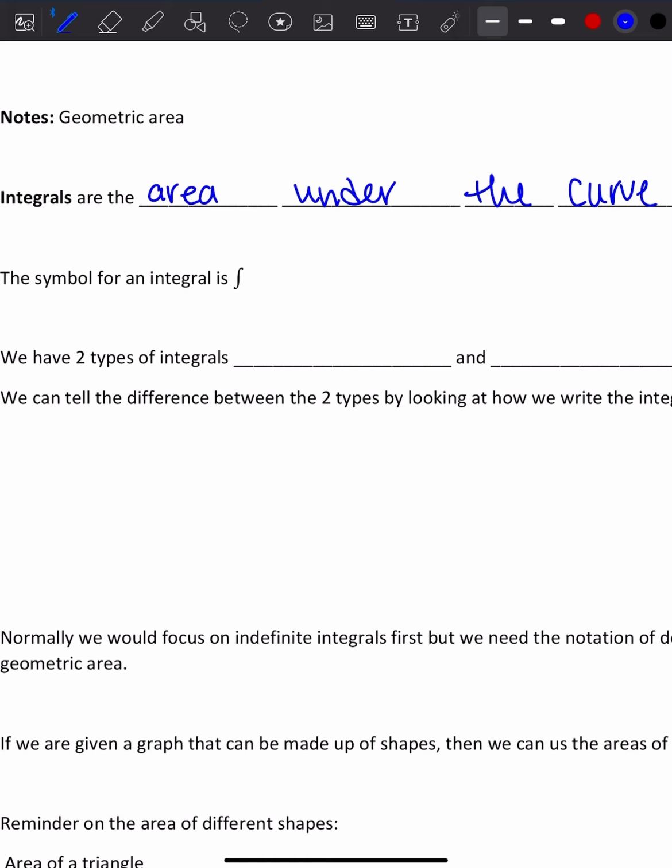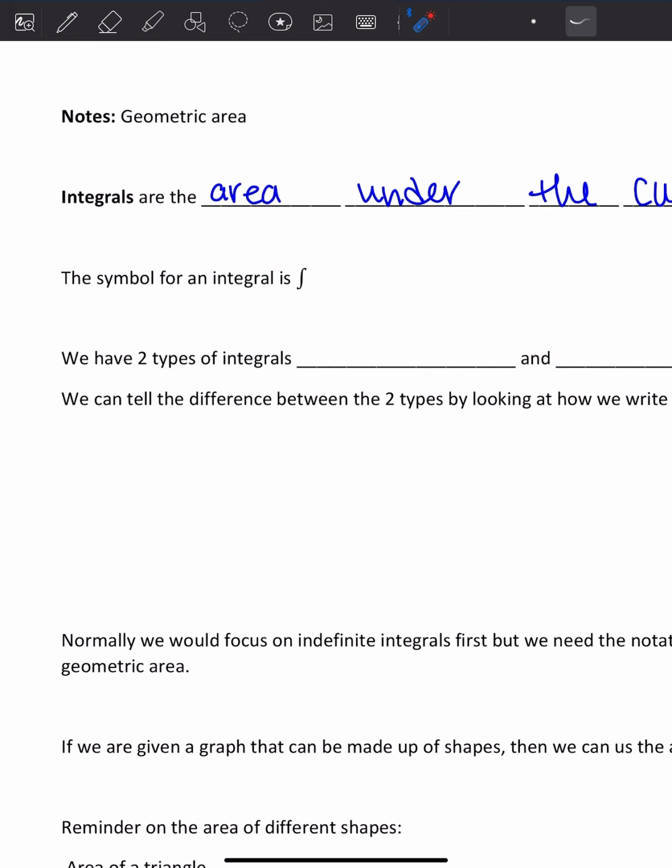The symbol for an integral is this right here. Some people call it a crowbar. The reason why a lot of times you see instruments like violins on covers of calculus textbooks is because that opening looks kind of like the integral symbol.